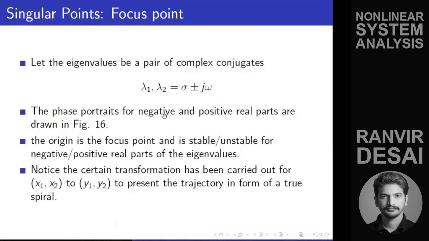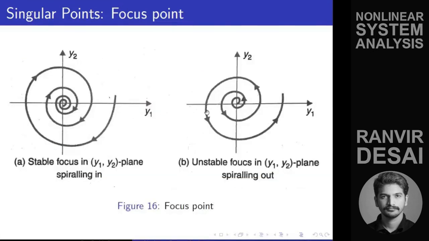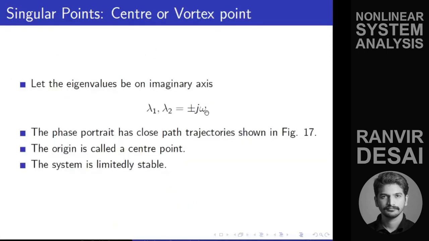Fourth is focus point, stable focus point and unstable focus point. And the last one, for sigma equal to 0, is called center point or vertex point. Now here both of the eigenvalues will be on the imaginary axis.